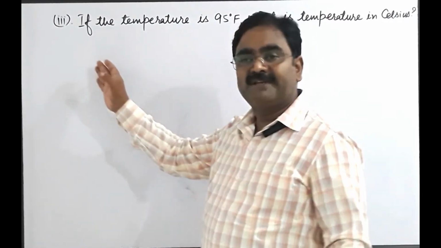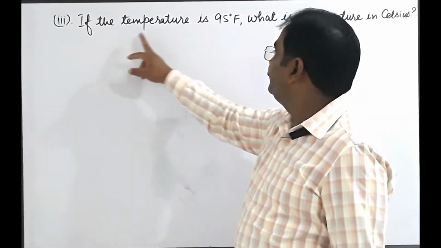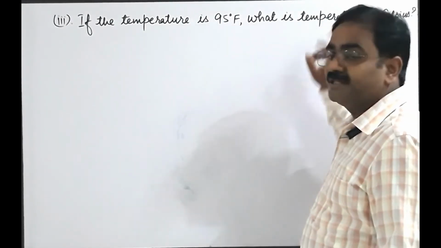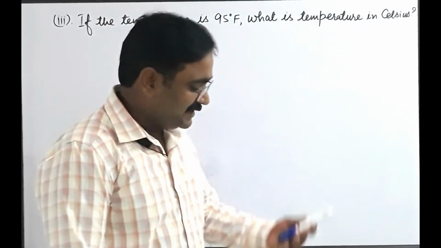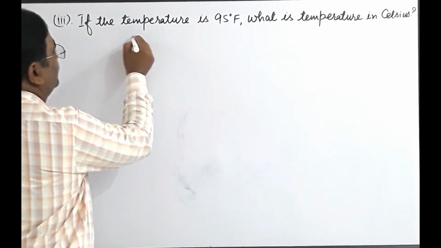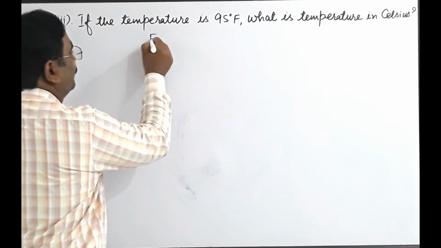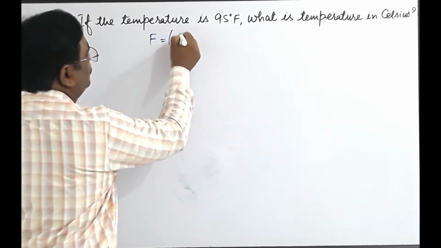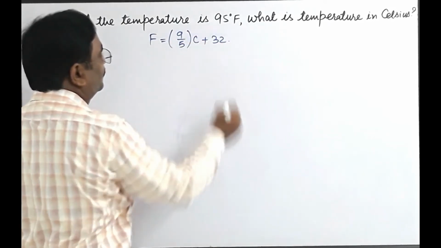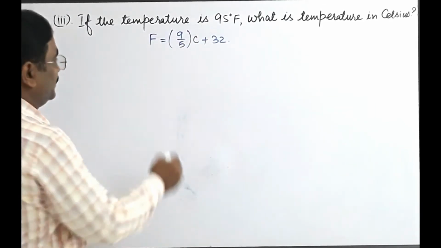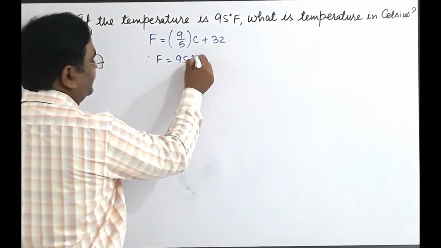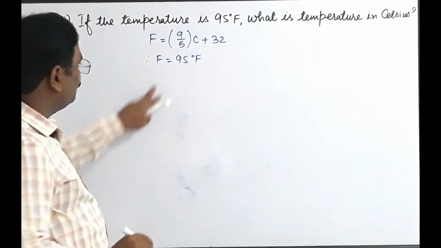This is the third part of that question number 8. In this it is given, if the temperature is 95 degrees Fahrenheit, then what is the temperature in Celsius, we have to find it. As we know that the equation of converting Fahrenheit into Celsius is F is equal to 9 upon 5 into C plus 32. So since here F is given as 95 degrees Fahrenheit, therefore substitute this value of F in this equation.